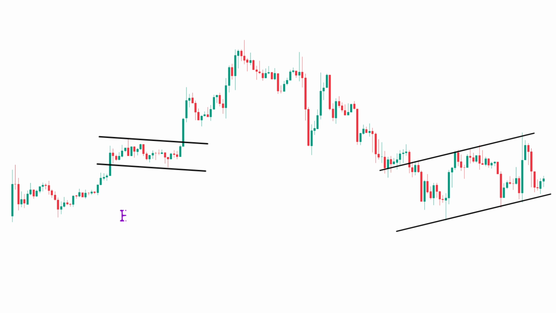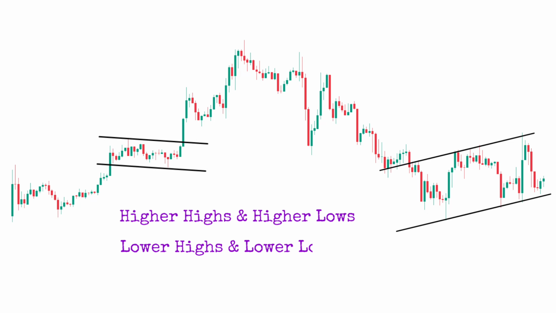Price is not creating clear higher highs and higher lows, nor is it making lower highs and lower lows. Instead, sometimes it creates a high, sometimes a low, and sometimes it just moves within a range. So what should we do in such market conditions? The answer lies in understanding market phases.